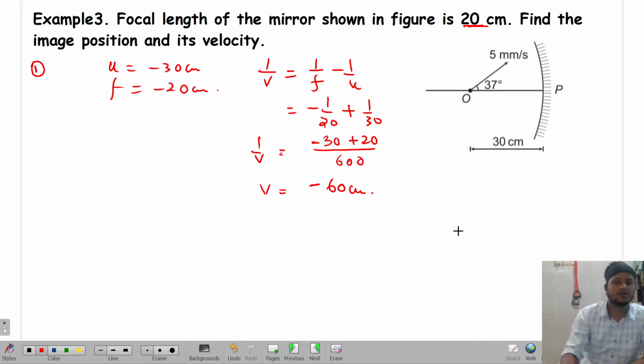Got it or not? So you got your image distance, and that is just double of your object distance. This is where image is forming, and this is 30 centimeter away from the object itself. It is a real and inverted. Got it?